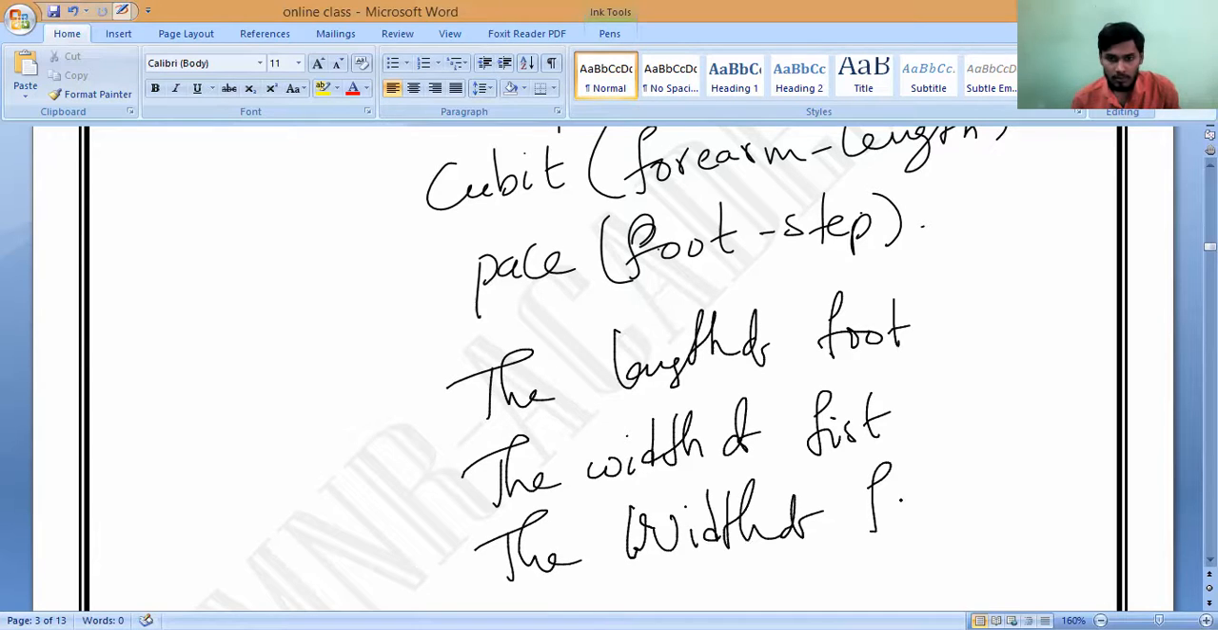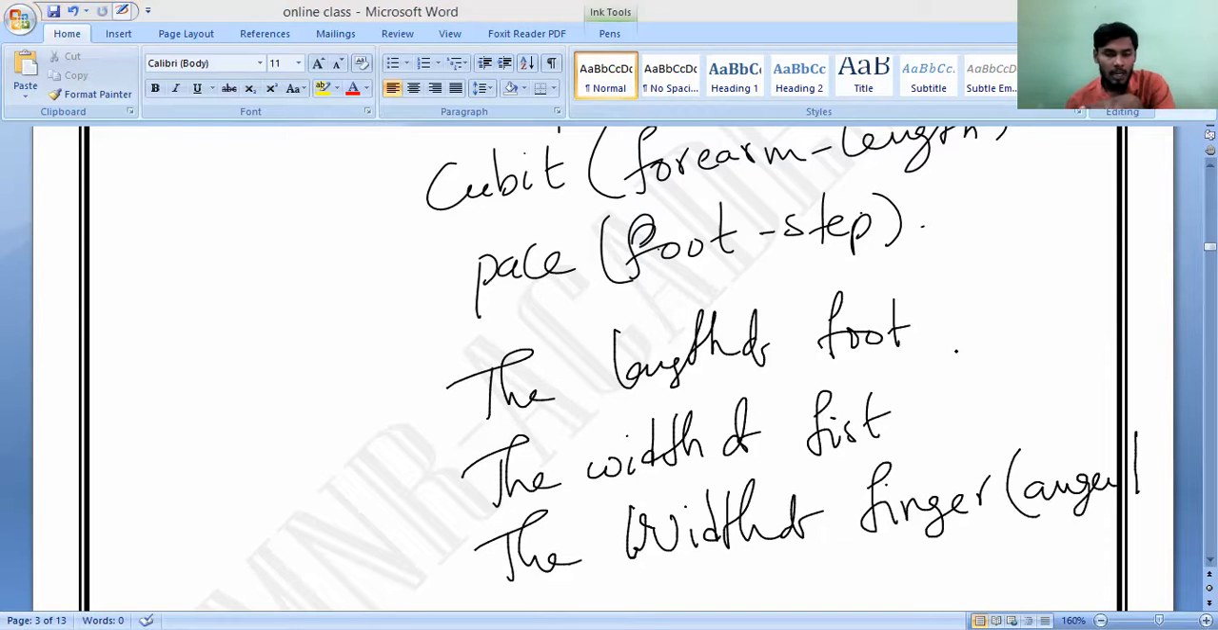Width of finger. Angle, we can call it as angle, A-N-G-U-L. Angle means this: 1, 2, 3, like that we can measure. Is it okay, all of you? Can you understand? A-N-G-U-L. Angle. Understand, Ra? Yes.